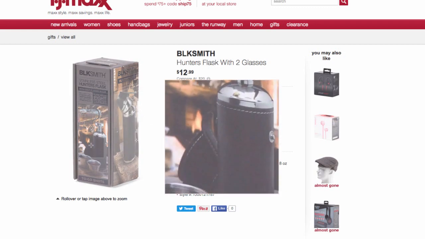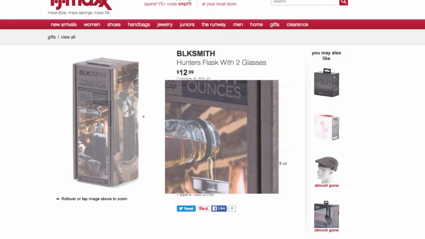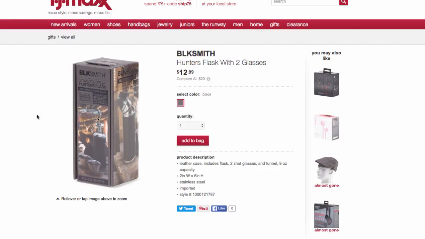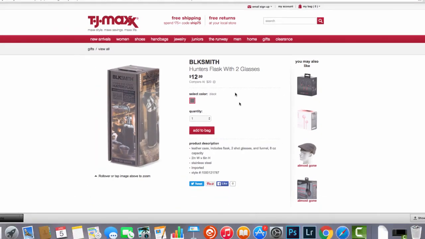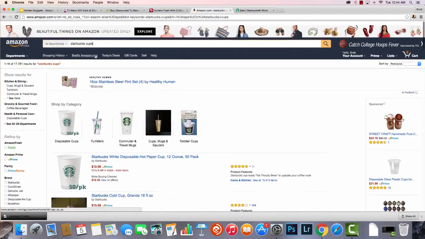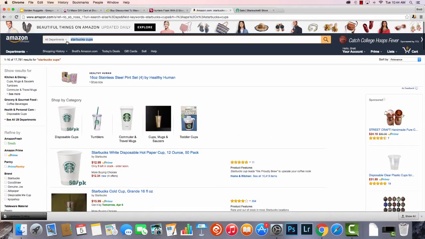Okay, and this item right here, my eyes just kind of pop out of my head, and here's why. Remember, I didn't do anything besides go to tjmaxx.com and start looking for items that I can possibly extract data from. Now, my goal now is going to be, let's test Amazon to see how many people are searching for Hunter's flask with 2 glasses. So let's go ahead and do some quick searches on Amazon to see if we've found some gold. All right, so this will be our second example. Let's go ahead and hop over here.